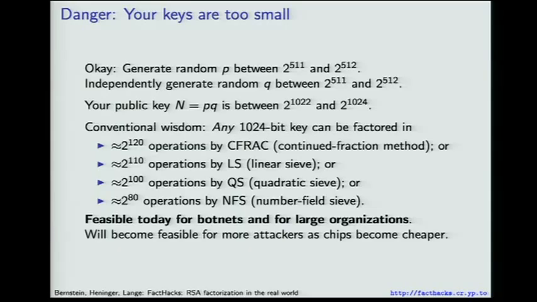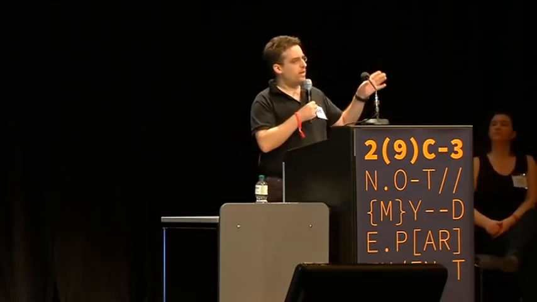There are all these different methods. I'll just skip down to the last two. There's the quadratic sieve, QS, and the number field sieve, NFS. These have been around since, well, the quadratic sieve since the 80s, the number field sieve since the early 90s. And for the number field sieve, the general consensus is it takes something like 2 to the 80 operations.